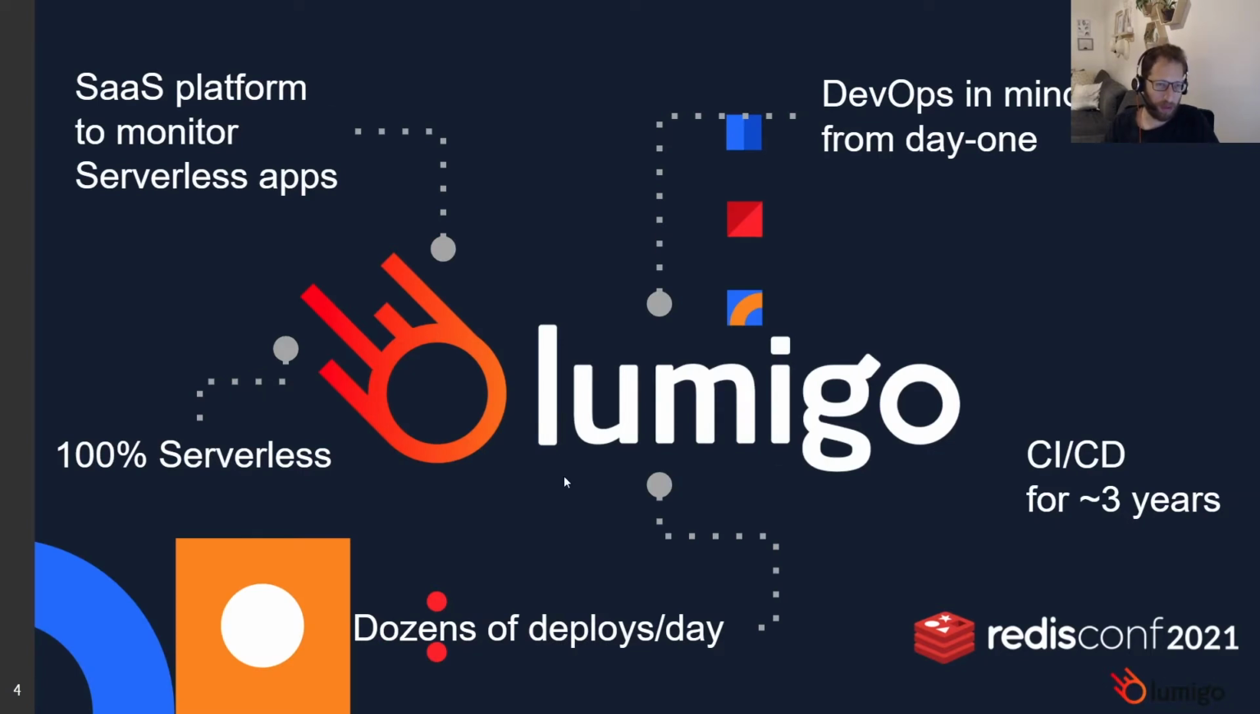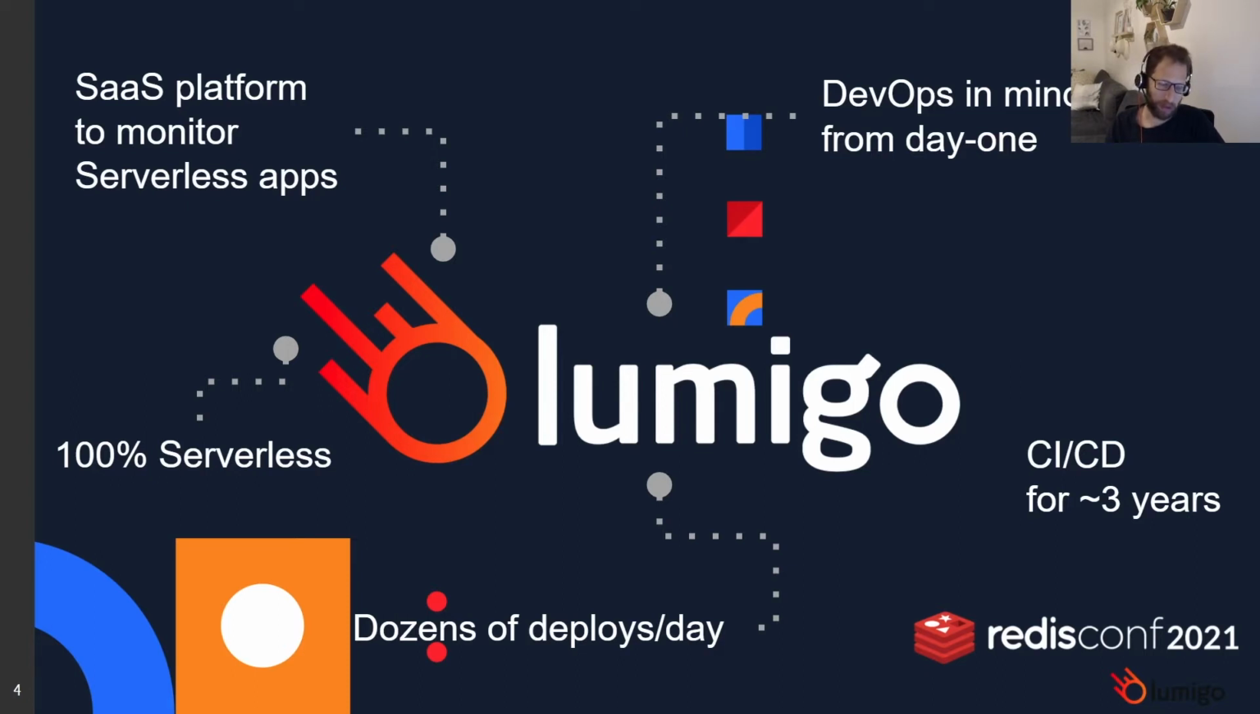Three years ago, we founded Lumigo. Lumigo is a serverless observability platform. When we built Lumigo, we had a concept in mind: allowing organizations to be able to build modern applications and run them with confidence in production.